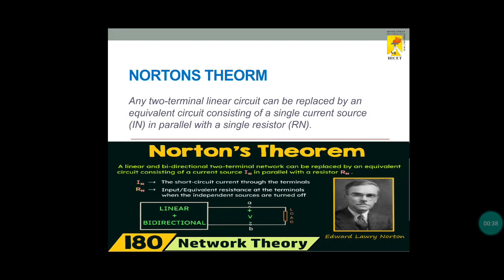Norton's theorem. The statement of this theorem is: any two-terminal linear circuit can be replaced by an equivalent circuit consisting of a single current source in parallel with a single resistor. The current source is the short circuit current IN, in parallel with a single resistor Rn. That Rn is the looking-back resistance or equivalent resistance.